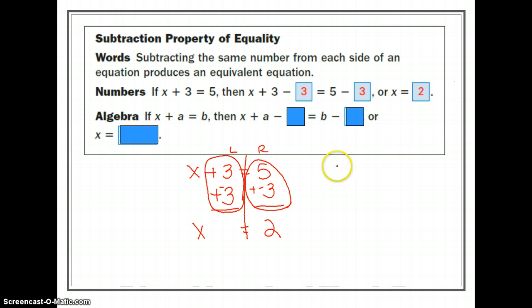You can always go back and check your work. x plus 3 equals 5. We just found that x is 2, so let's plug that in for x. What is 2 plus 3? That is 5, so it checks out.